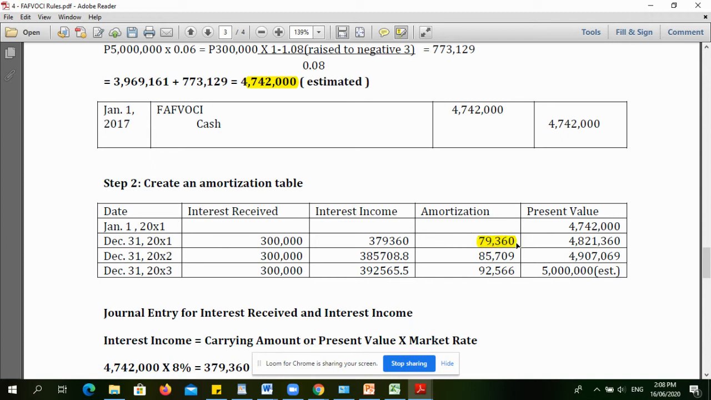Okay? Since, remember, ang goal natin is to reach 5 million, ang gagawin natin sa 79,360, we add this to 4,742,000. So 4,742,000 plus 79,360 equals 4,821,360.